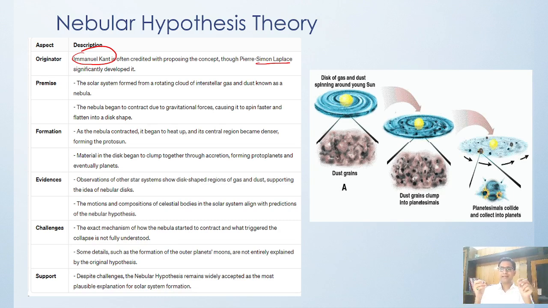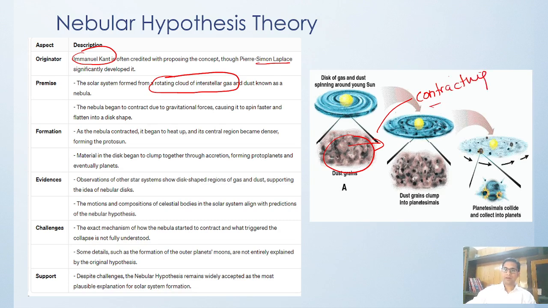What this theory tells us is that this whole solar system has been made from a rotating cloud of interstellar gases. There are a lot of interstellar gases, and these gases are called nebula. Slowly, this nebula started contracting. You can see here, dust grains are there. Slowly, it started contracting.